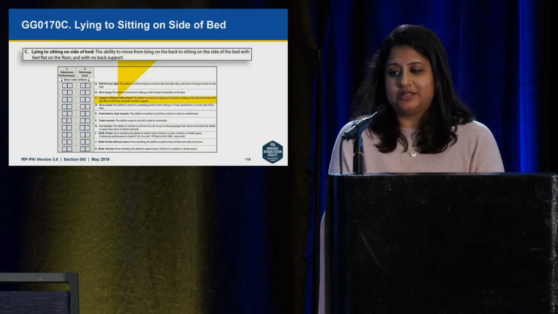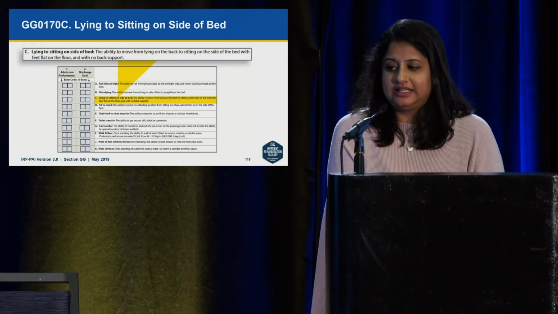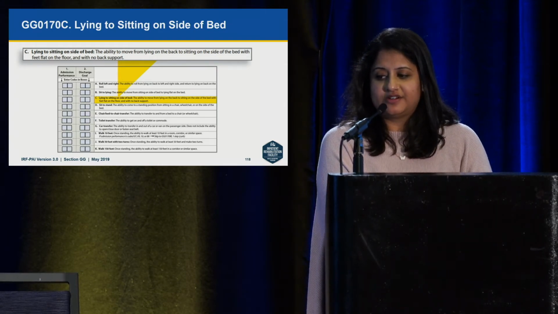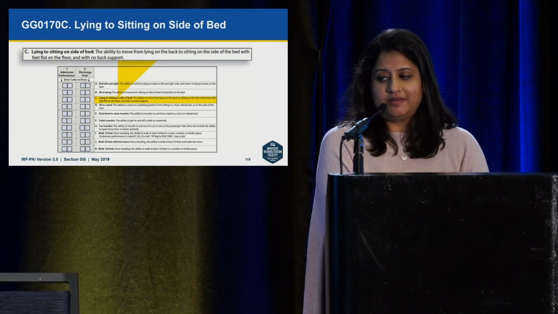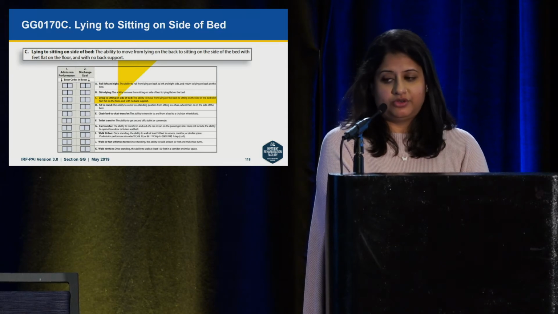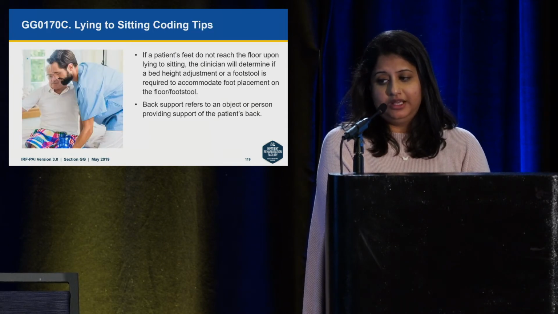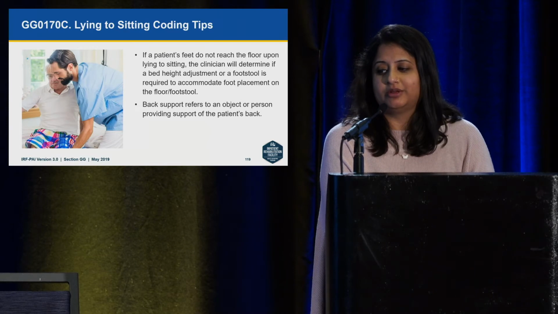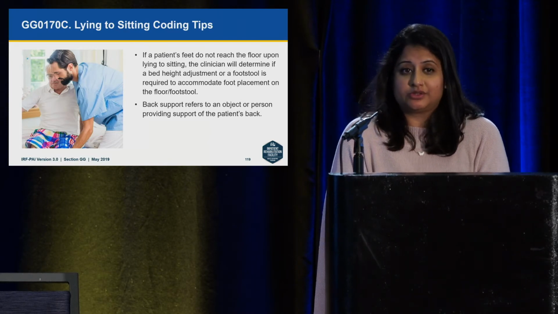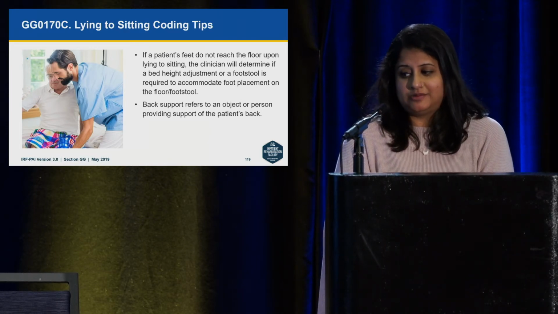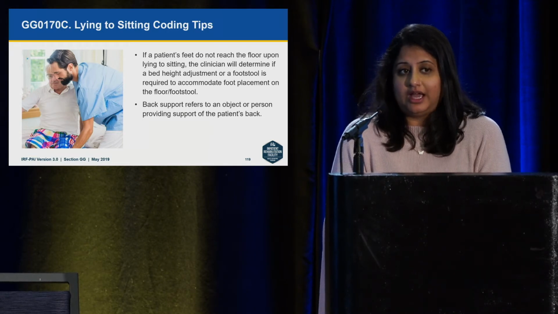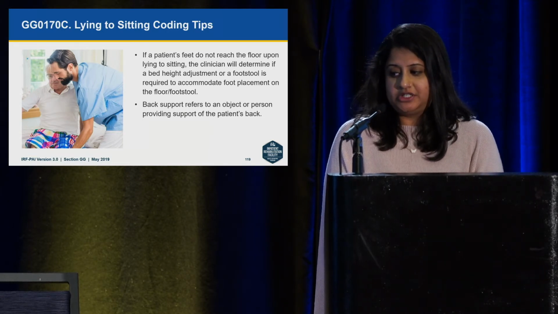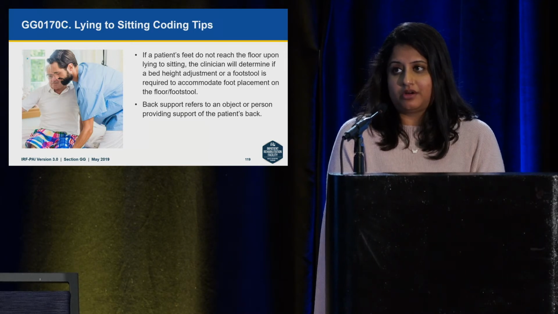Next, we have GG0170C, lying to sitting on the side of the bed. And the definition for this item is the ability to move from lying on the back to sitting on the side of the bed with feet flat on the floor and with no back support. Some coding tips for this item: If a patient's feet do not reach the floor upon lying to sitting, the clinician will determine if a bed height adjustment or a footstool is required to accommodate foot placement on the floor or footstool. And back support in the definition refers to an object or a person providing support of the patient's back.